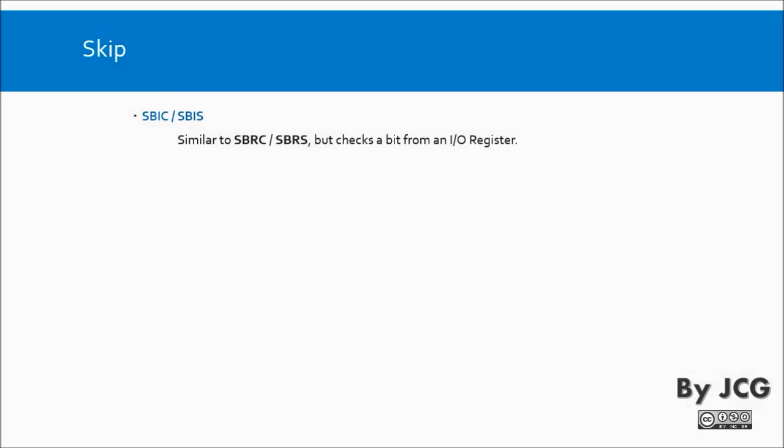Next, we're going to see a very similar mnemonic. However, this mnemonic skips if a bit in an IO register is cleared or set. To check if it is cleared and skip if it is cleared, we have the mnemonic SBIC, and if we want to check if a bit is set, we have SBIS.